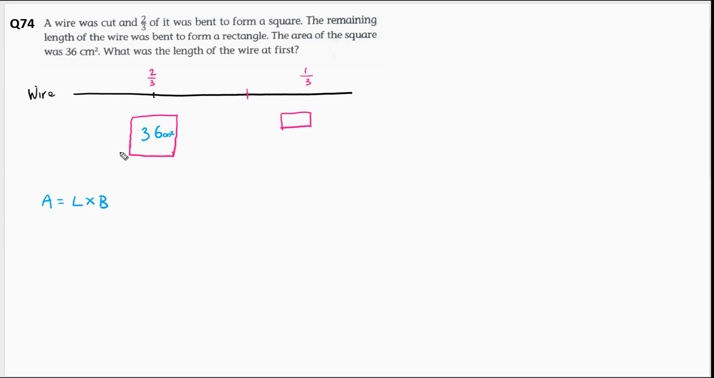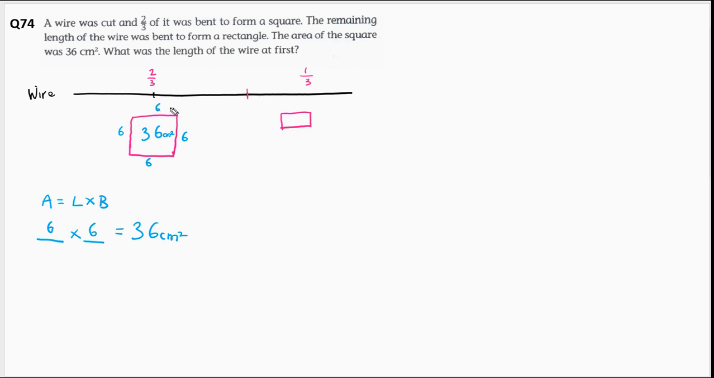So the area we're given is 36. We know that the same number multiplied by itself gave us 36 centimeters squared. So what number times itself gives us 36? Well, that is 6. 6 times 6 equals 36. So we know that each of these sides here is 6 centimeters.